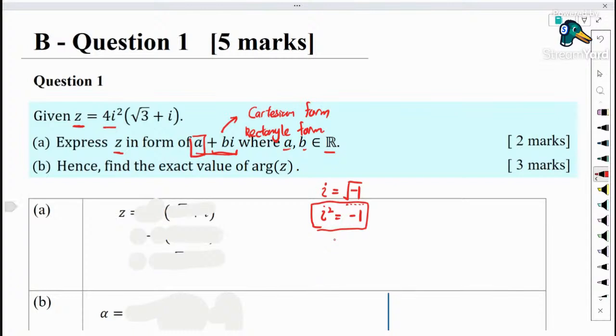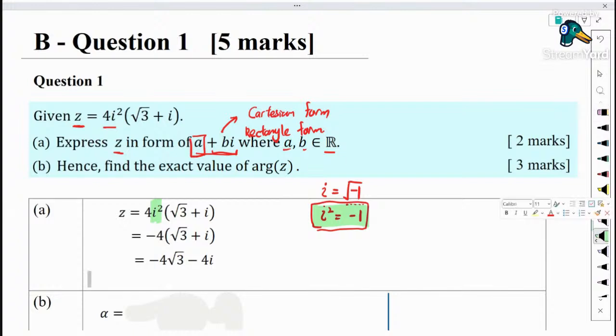So according to the question, Z equals 4i squared multiplied with square root of 3 plus i. So if you realize, as we mentioned just now, i squared is -1. So this is actually equal to -4 multiplied by square root of 3 plus i. Then we expand the -4 inside. This is the result that we have.